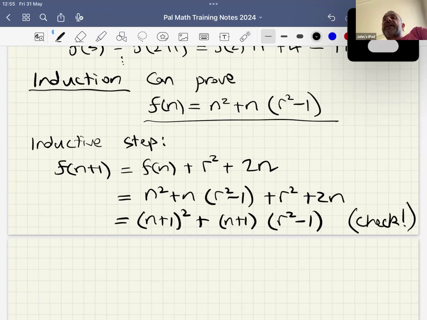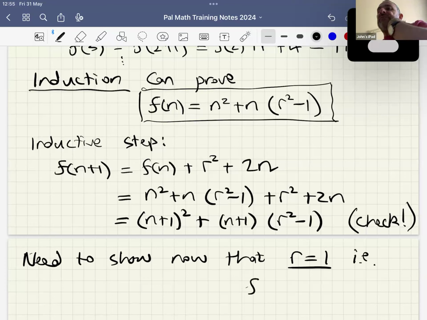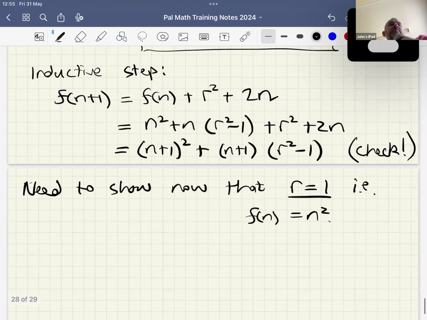Okay, so we have this general property, and we need to show now that r equals 1. So in other words, f of n is actually n squared. So how do we do this? Okay, so one of you gave me this argument, which I think is very clever. Very clever trick.